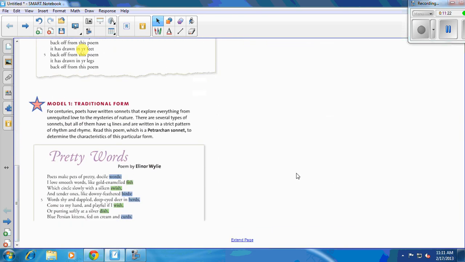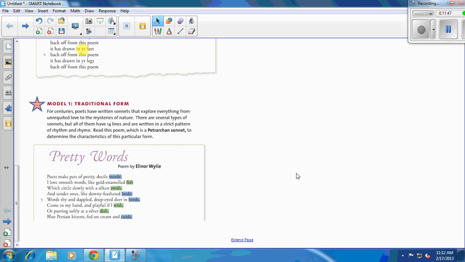For centuries, poets have written sonnets that explore everything from unrequited love to the mysteries of nature. There are several types of sonnets, but all of them have 14 lines and are written in a strict pattern of rhythm and rhyme. Traditional poetry sounds strict. Read this poem, which is a Petrarchan sonnet, to determine the characteristics of the particular form.